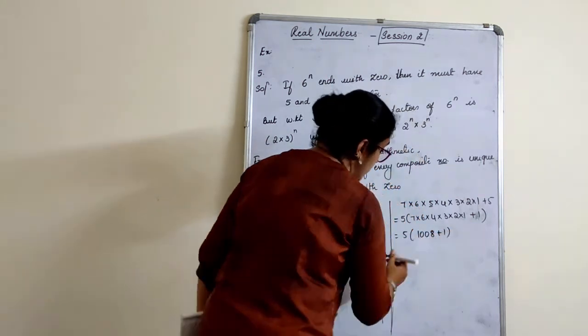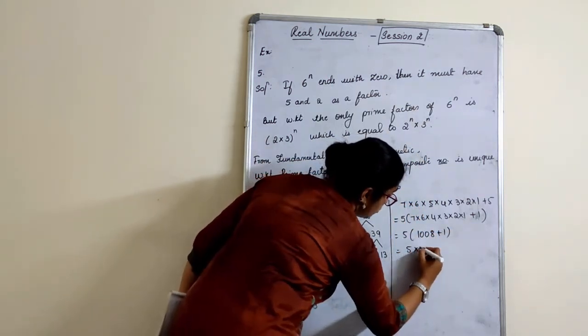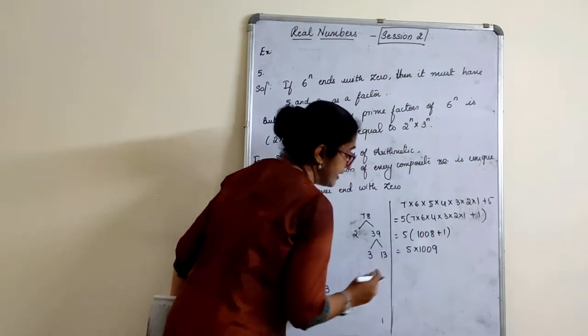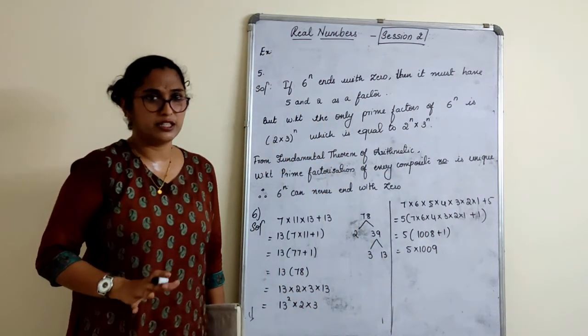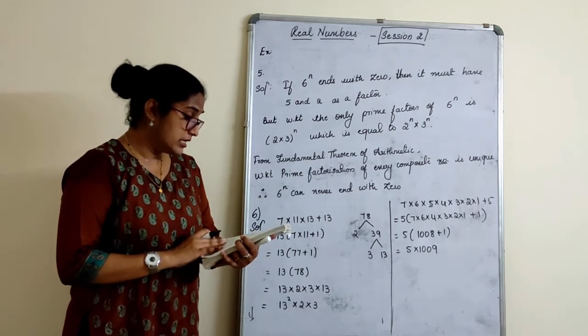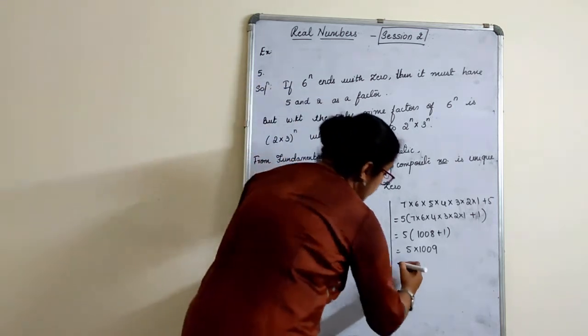1008 plus 1. 5 into 1009. That's all our work is to do here. Now, what is it? Give the conclusion.